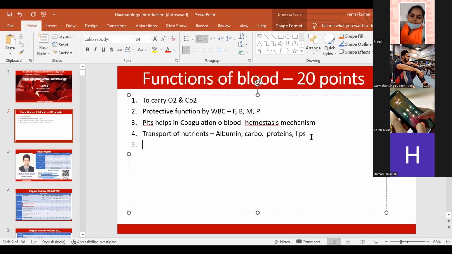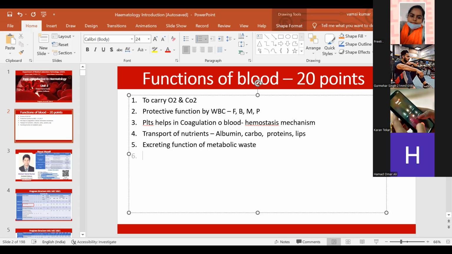So blood not only provides transport of nutrition, but blood also plays a vital role in the excreting function of the blood, okay, of metabolic waste products. Metabolic waste products will be excreted by the blood. So that is one function of the blood. Any other functions of blood apart from these 5?